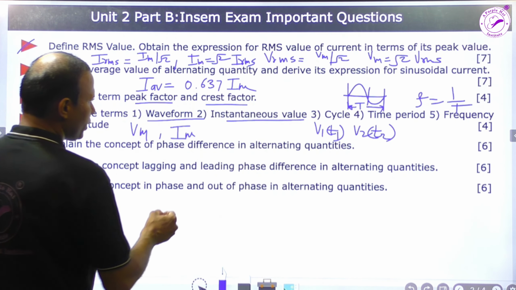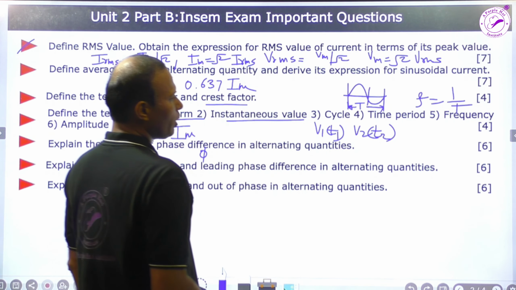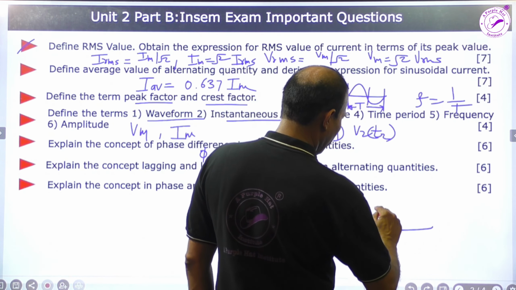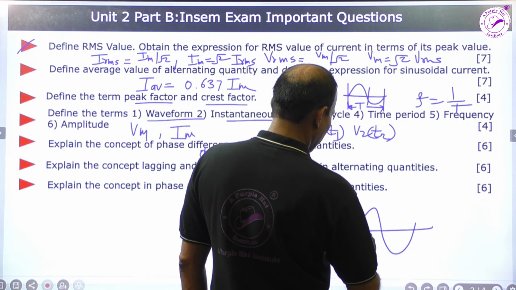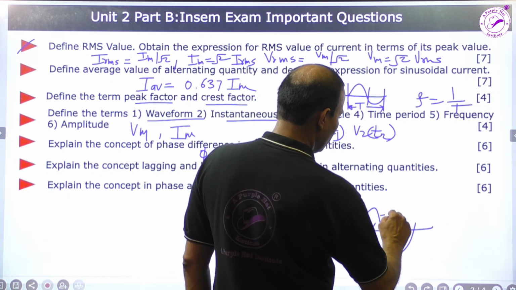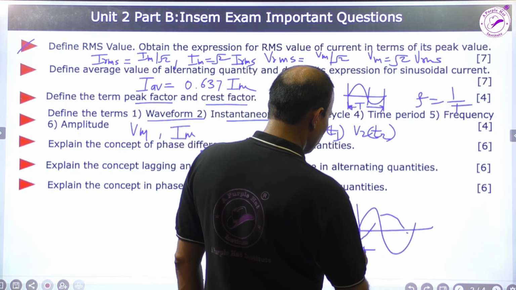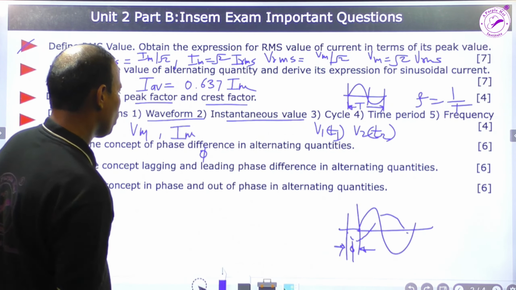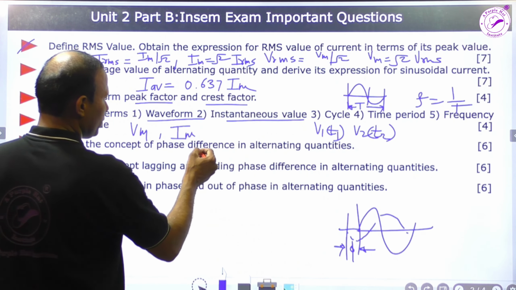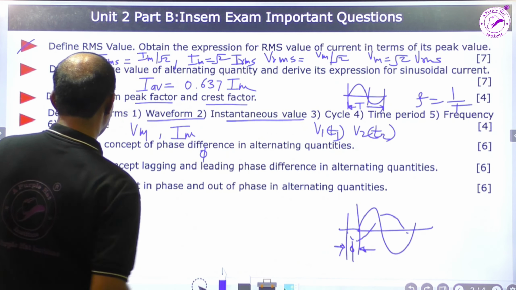Explain the concept of phase difference. This is called phi, and it is between two quantities. Suppose we have this signal and another signal is this. So this is the phase difference between two alternating quantities. This could be positive, negative, and zero also. So phase difference is phi, between two alternating quantities.